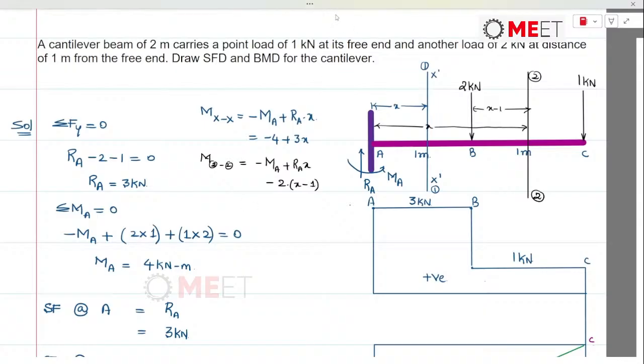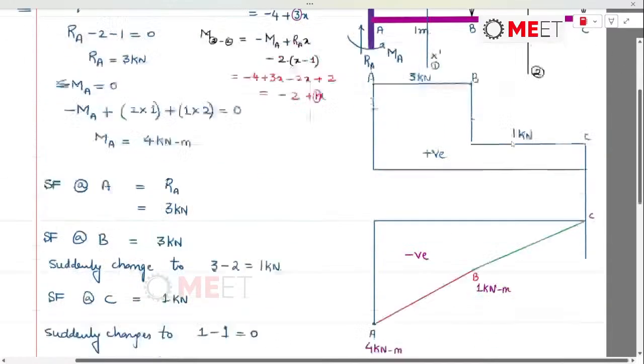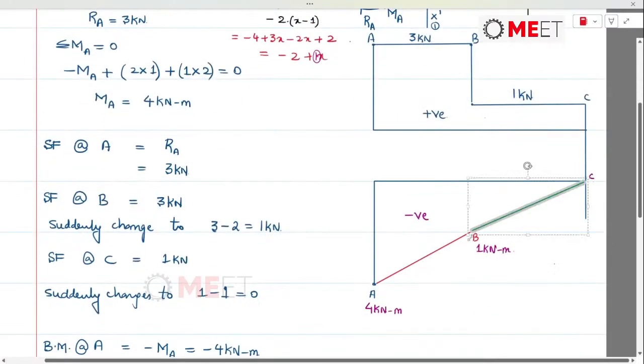Now, if we simplify this, minus MA is minus 4 plus 3X minus 2X plus 2. So minus 4 plus 2 is minus 2. And 3x minus 2x is actually x. So we are finding here the change in slope. Earlier 3 was the slope, and now 1 is becoming the slope. So you don't have to be very accurate in highlighting about increasing or decreasing the slope, but you should be able to highlight the discontinuity. Okay, that's really very, very important.